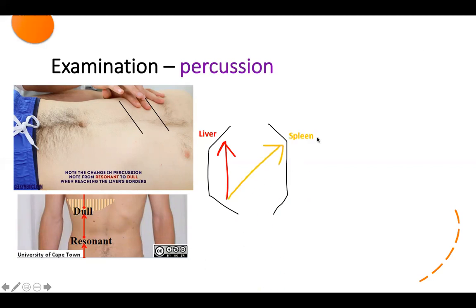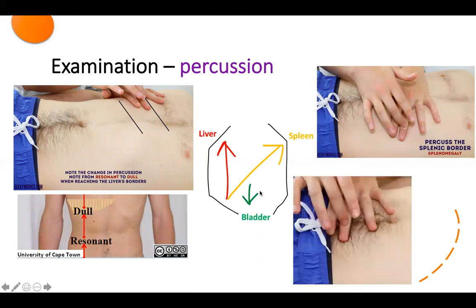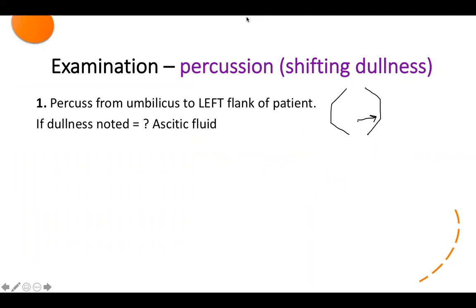The other thing you want to percuss for is the spleen. So it's the same technique, but you're just going towards the left costal margin now. And then you also want to percuss the bladder. And for the bladder, you just have to start somewhere around the umbilicus and then work your way down. So just maybe twice you'll percuss, or thrice, it won't be long. In terms of percussion, there is another thing which is known as shifting dullness. So actually before that, do you guys know why we would try and do shifting dullness? Like, what are we trying to examine?